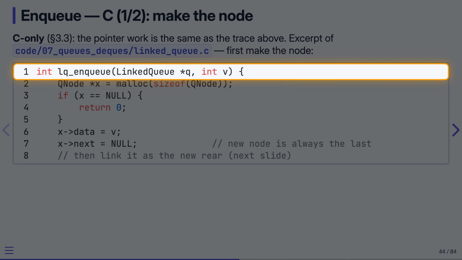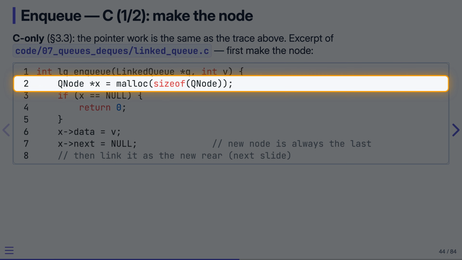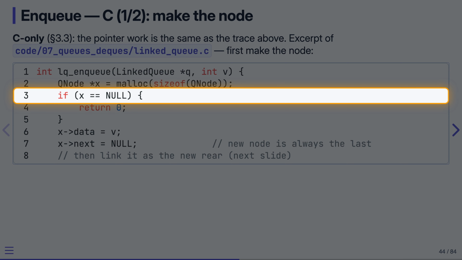Now the same in C, the function is called Enqueue. It takes the queue pointer Q and a value V, and it returns 1 on success or 0 on failure. First we call malloc to ask for 1 queue node of memory. We keep the address in a new pointer called X. Next we check the result. If X is equal to null, malloc failed. We return 0 and leave the queue unchanged.